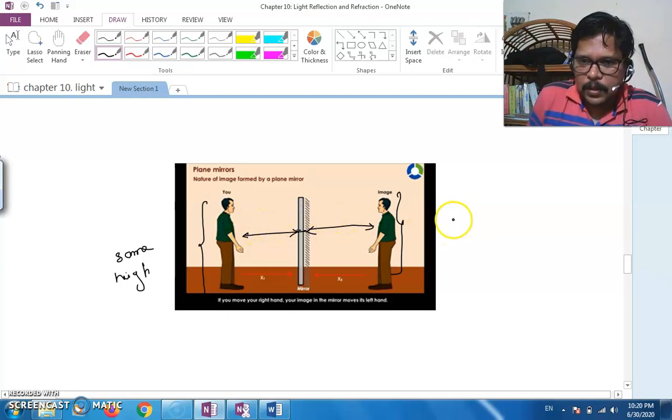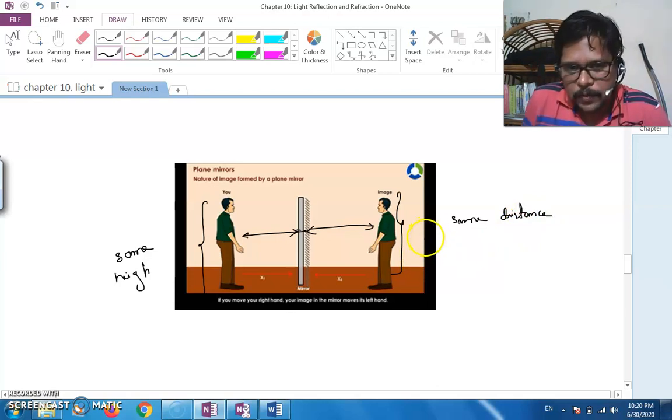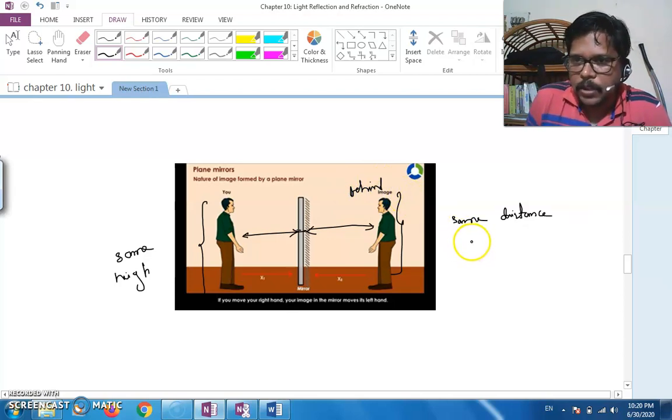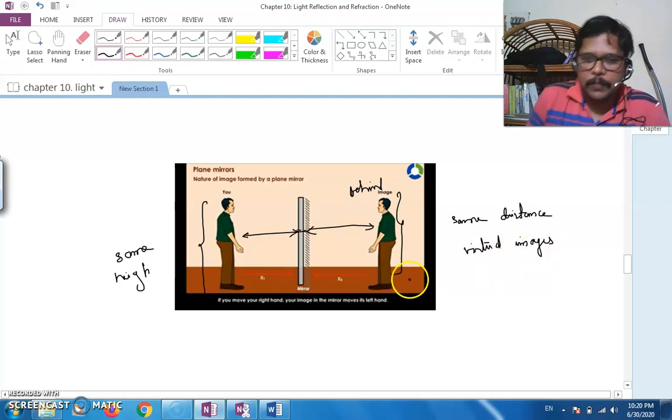So you can say the object and image distance is the same, the object in front of the mirror, the image behind the mirror. Another thing we can notice is that the image is always formed behind the mirror. Such an image which forms behind the mirror and which cannot be obtained on a screen is called a virtual image. So always virtual images are formed in a plane mirror.